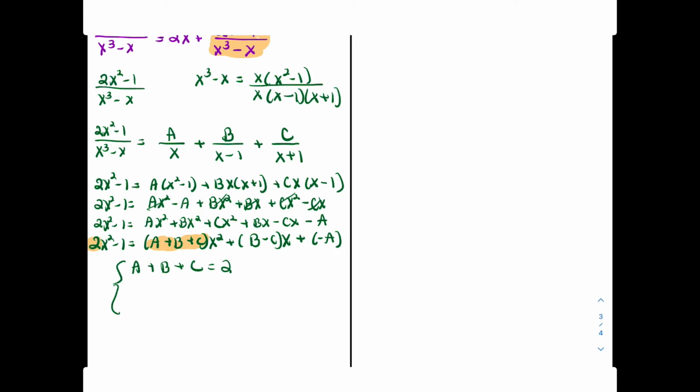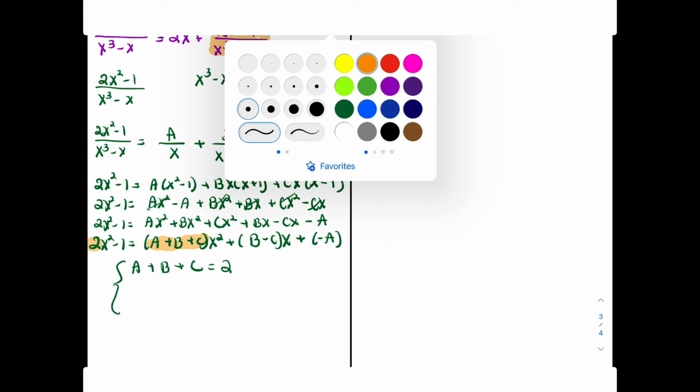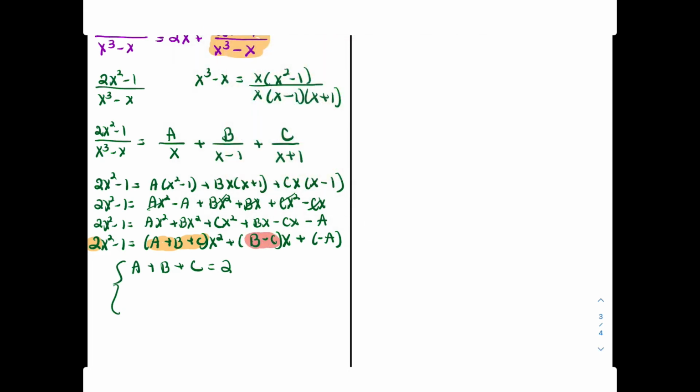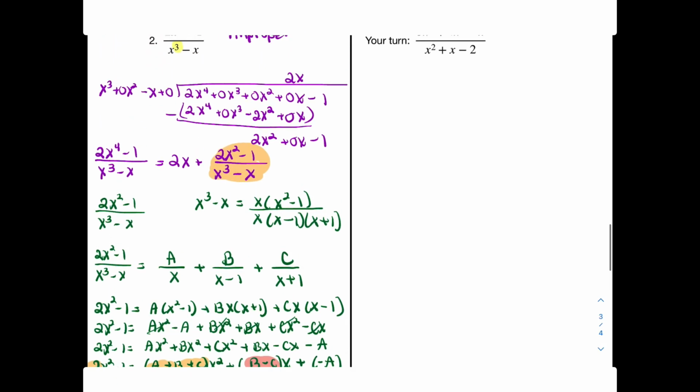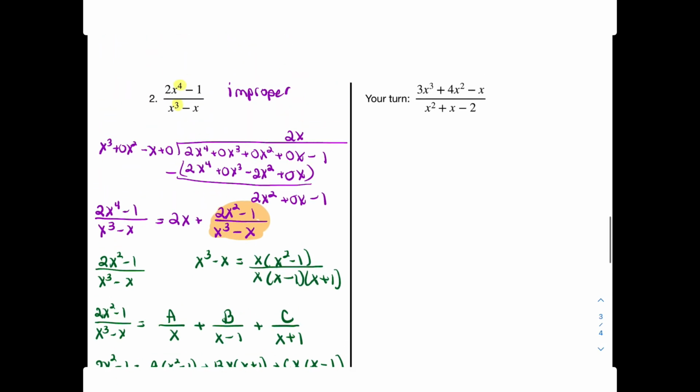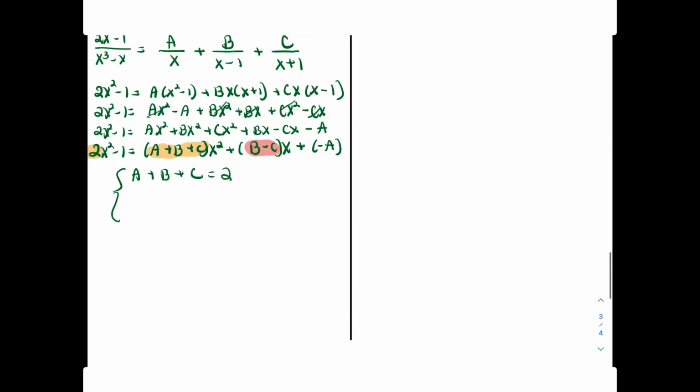And then the coefficient of x on the right hand side is b minus c. But there's no x term on the left hand side. So remember, because of placeholders, that means our x term has a coefficient of 0. So my second equation would be b minus c equals 0.